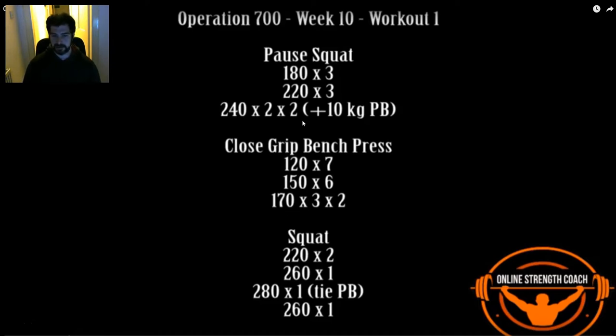Close grip bench press, a fairly straightforward workout: 120 for 7, 150 for 6, 170 for 2 sets of 3, and then back squat, 220 for 2. I was then planning on going 260 for a double, and then taking a run at a PB and trying to do 280 for a double. However, on the 260, I cramped up, so I just ended up going single, single.